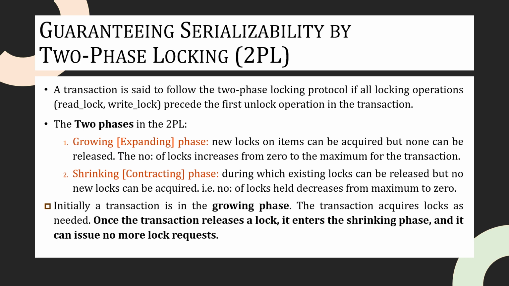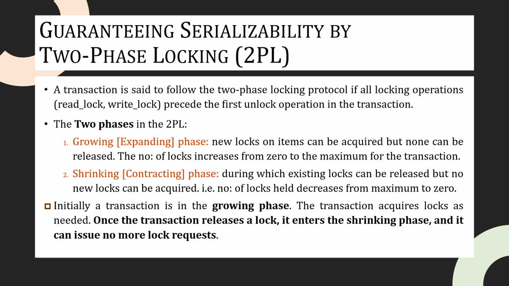The two phases in 2PL are the growing phase and the shrinking phase. In the growing phase, new locks on items can be acquired, but none can be released. So we can acquire locks, but we cannot release any locks. This phase can also be called the expanding phase. The number of locks increases from 0 to the maximum for the transaction.